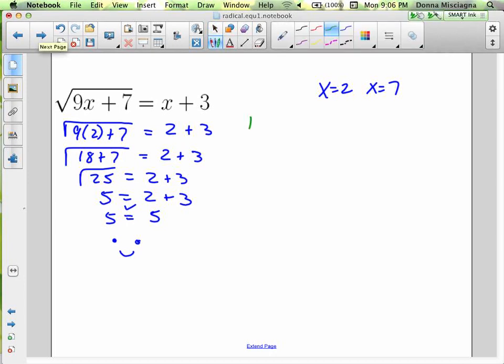So we have the square root of 9 times 7 plus 7 equals 7 plus 3. 9 times 7 is 63 plus 7 equals 7 plus 3 is, did I put the right numbers in there?